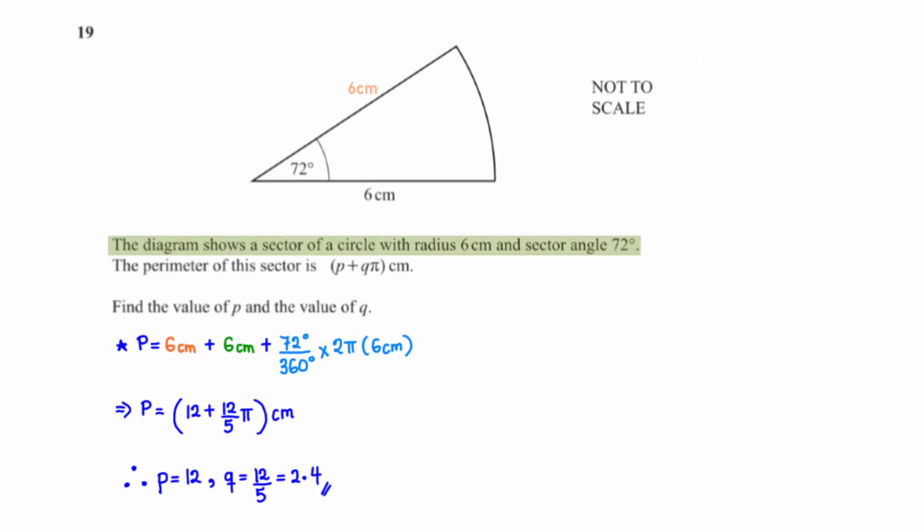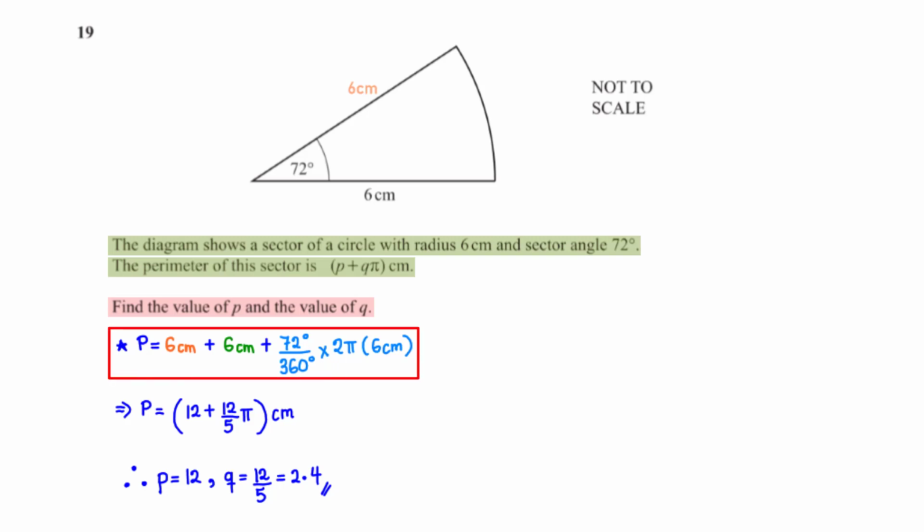The diagram shows a sector of a circle with radius 6 centimeters and sector angle 72 degrees. The perimeter of this sector is p plus q pi centimeters. Find the value of p and the value of q. The perimeter of the sector is the distance around the shape of the sector. This consists of the two radii of the sector, each with a length of 6 centimeters, and the arc length of the sector, which we get using the formula theta over 360 degrees times 2 pi r, where theta is 72 degrees and the radius r is 6 centimeters.